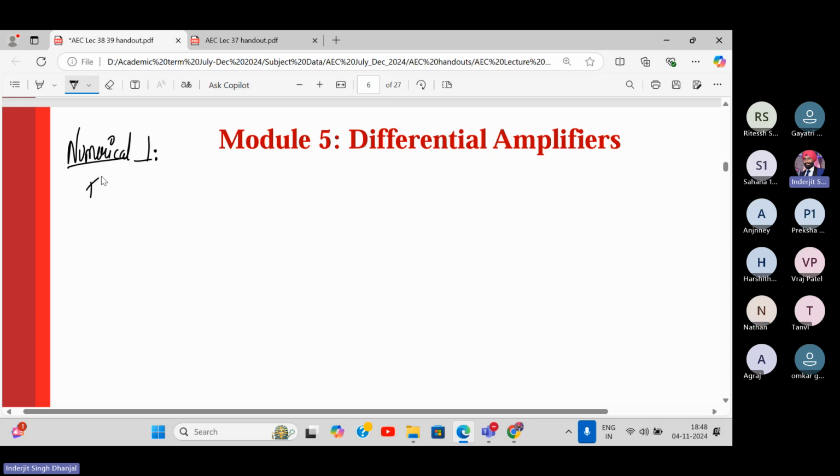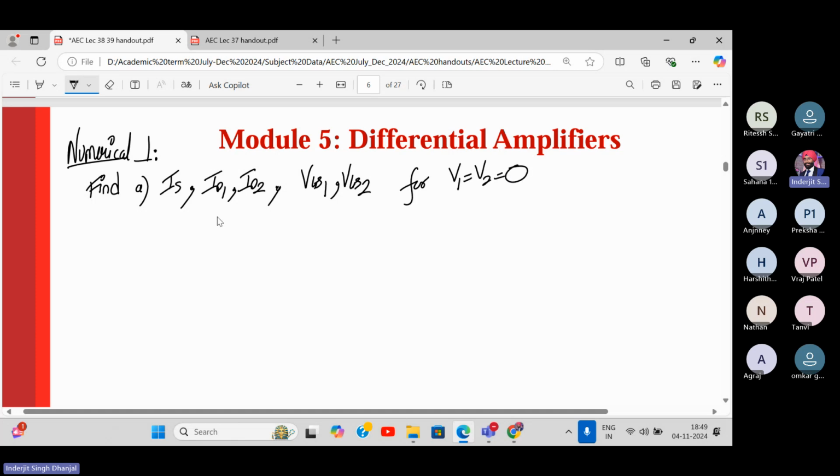Everything. Thanks. So write down: find IS, ID1, ID2, VGS1, VGS2 for V1 equal to V2 equal to 0. B part, find differential gain, VO2 upon VD. Find common mode gain, VO2 upon VCM. And third thing, find CMRR in dB.